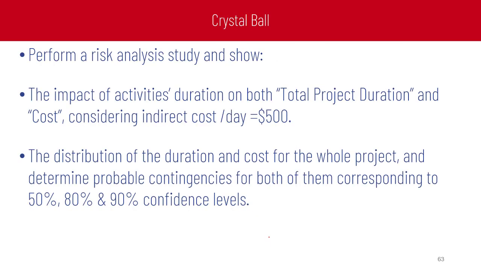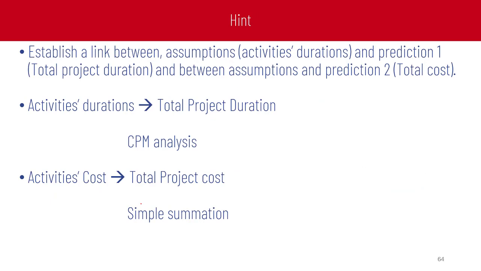Using Crystal Ball, we can perform a risk analysis study and study the impact of the activities' duration on both the total project duration and the cost, considering an indirect cost of 500. You can do that in an Excel sheet. We can also get the distribution of the duration and cost for the whole project and determine the probable contingency for both of them, corresponding to 50% probability, 80% probability, and 90% confidence level of probability.